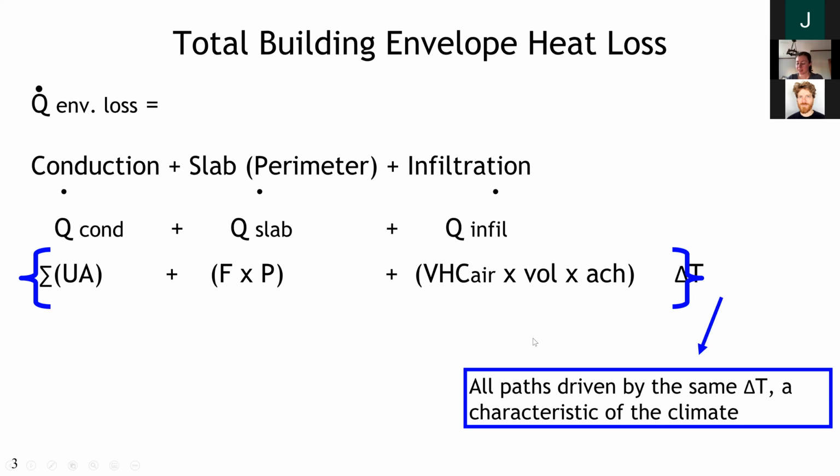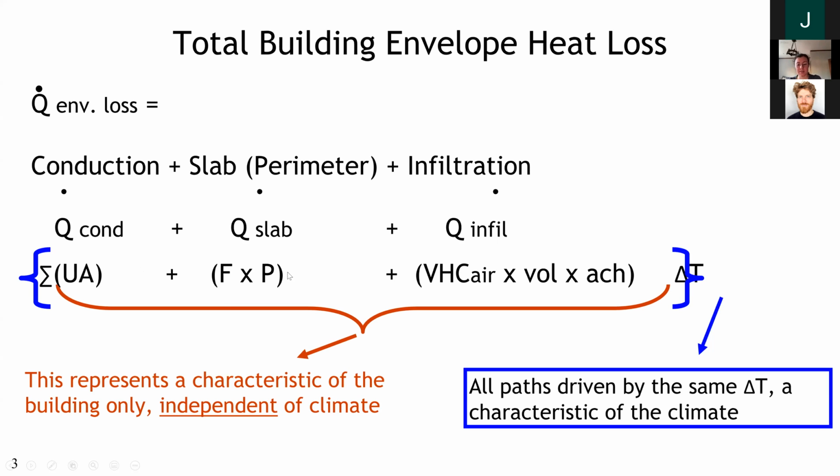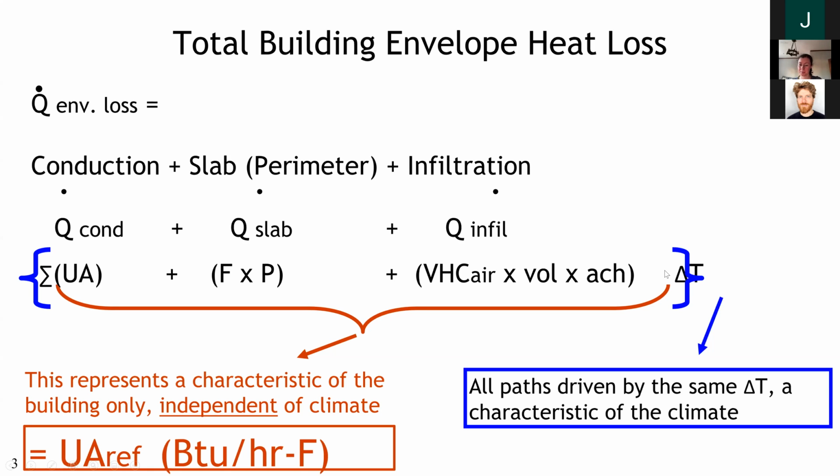And so all of those factors represent characteristics of the building only, independent of the climate, whereas this change in temperature, because it is including the outdoor temperature, is dependent on the particular climate the building is in. And so together, the sum of the heat loss from conduction, the perimeter, and infiltration is our UA ref, hopefully a familiar phrase or term by now, and that's in BTU per hour degree Fahrenheit.